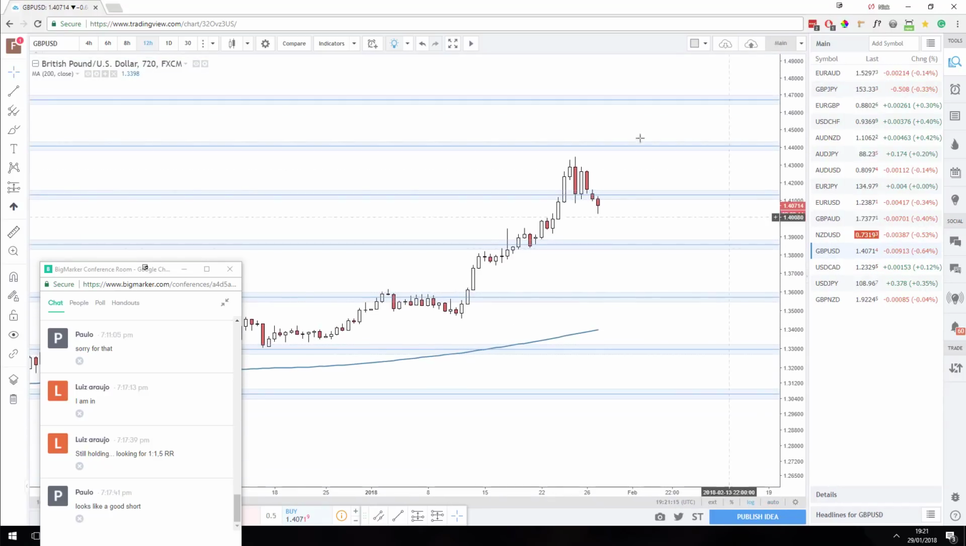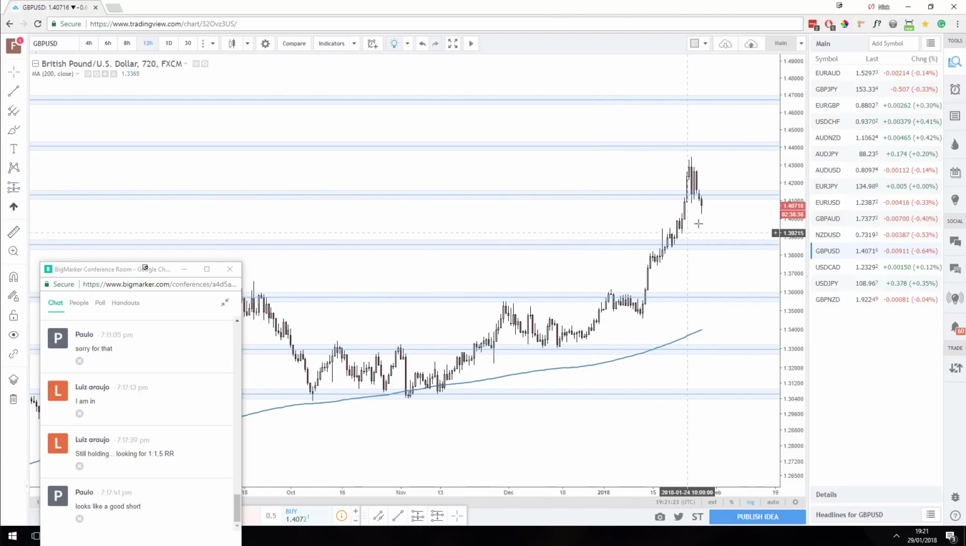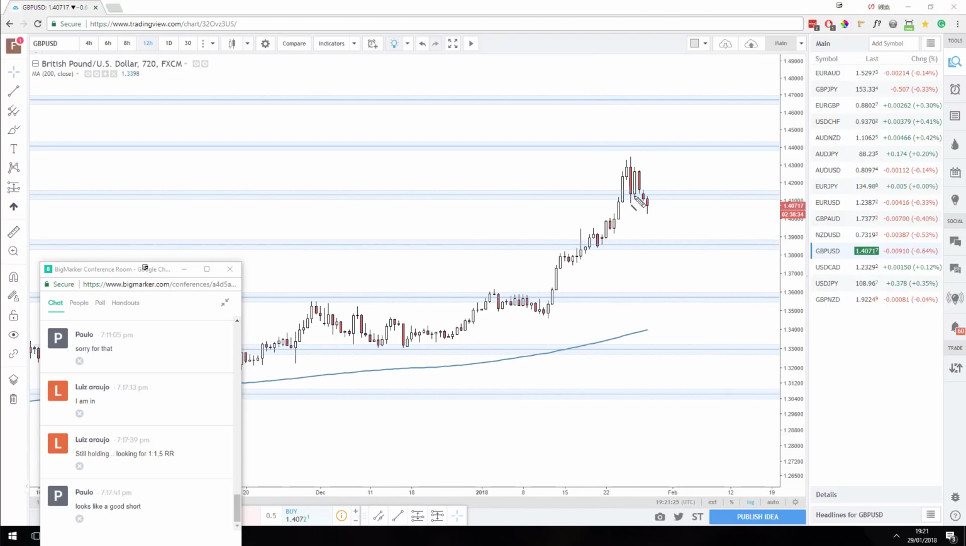All right, GBPUSD. GBPUSD has broken above resistance, come back down to it. It's sitting on top. This could be a continuation on GBPUSD also. Let's see how this current candle closes.